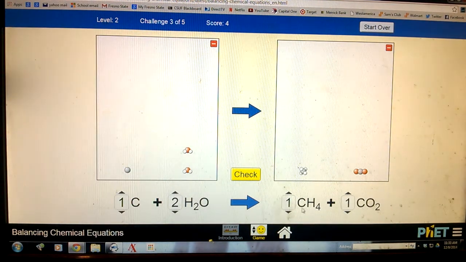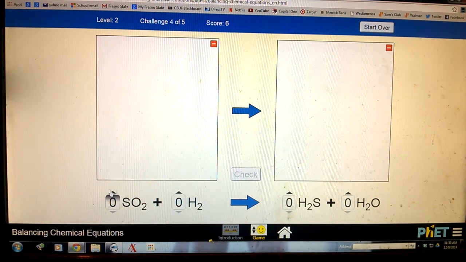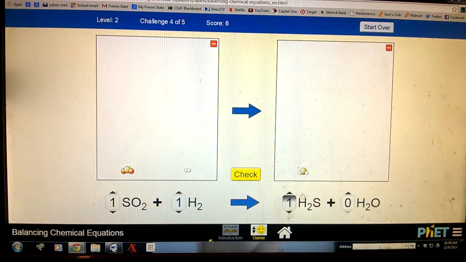Yet we got 1 carbon here and 1 carbon here, and only 1 here. Let's add a second one. There we go. Over here, let's set them all to 1. And let's take a look, see what we got here. We got 1 sulfur over here, and we have 1 sulfur over here. And we have 2 oxygen, but only 1. We got 2 hydrogens, and 4.